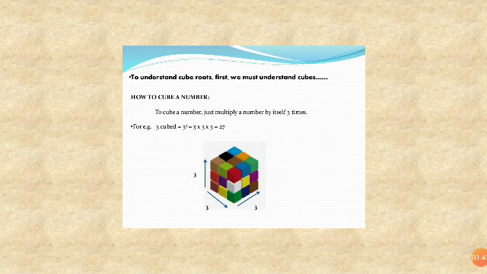The cube root of a number is the value that, when cubed, gives the original number. For example, the cube root of 27 is 3, because when 3 is cubed we get 27. So 3 cubed equals 3 into 3 into 3. 3 3s are 9, 9 3s are 27.